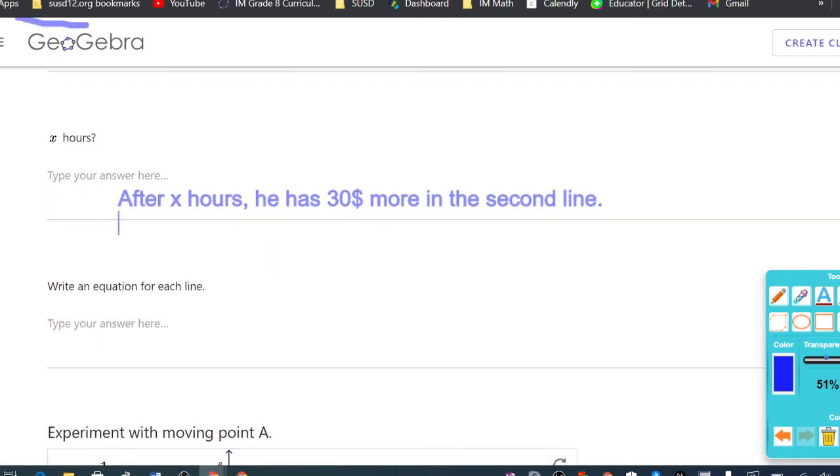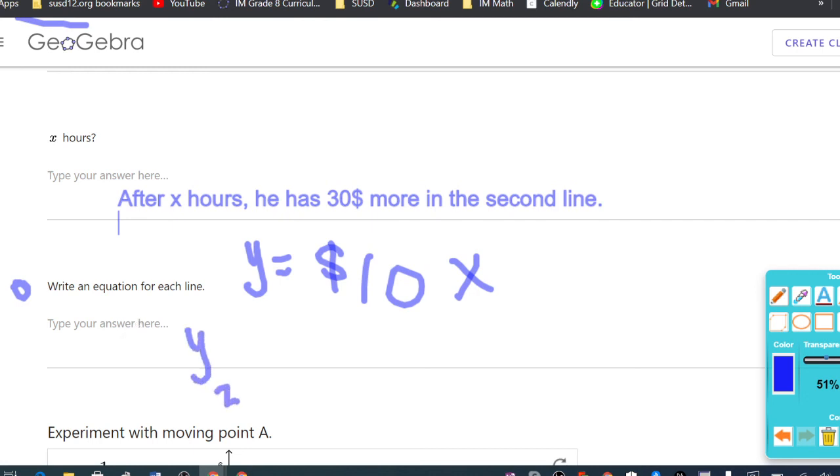Okay, let's write an equation for each line. Right here, write an equation for each line. Well, in the first line, the amount of money he has equals only what he earned per babysitting, which was $10 times X number of hours. But in the second line, so can I call that Y2? I don't know. In the second line, he starts with $30. And then on top of that, he earns $10 per hour times the number of hours. So there is an equation for each line.